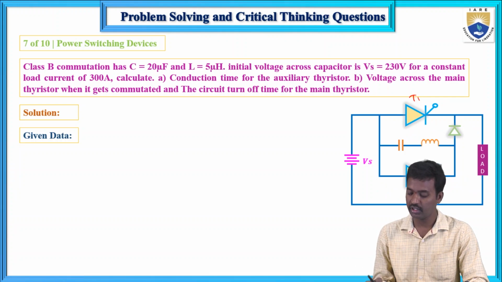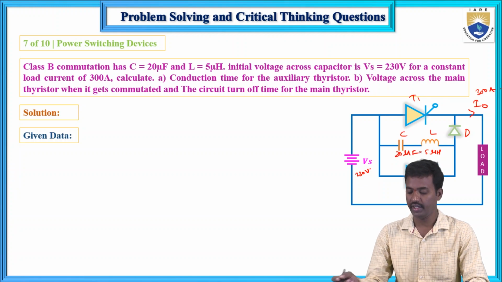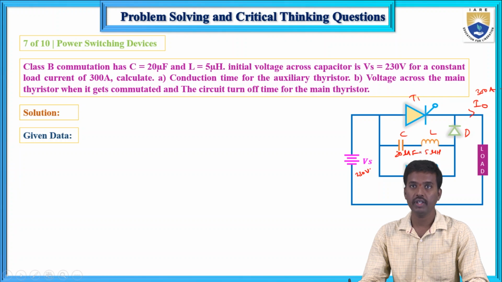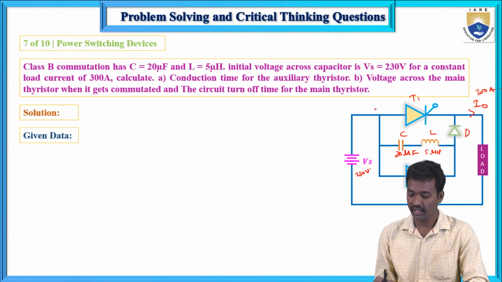This is one auxiliary thyristor. This is the LC circuit, L and C, and this is one diode D, and this is the load current I0. So now load current I naught equals 300 amperes. The supply voltage equals 230 volts, L equals 5 microhenries, and C equals 20 microfarads. Okay. Now here, what is the conduction time for the auxiliary thyristor?